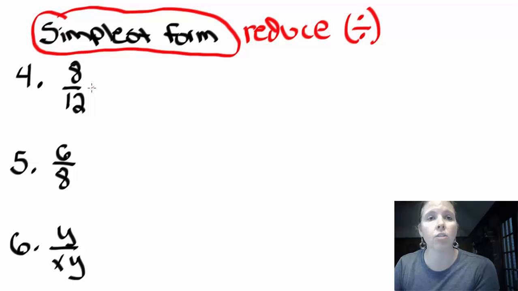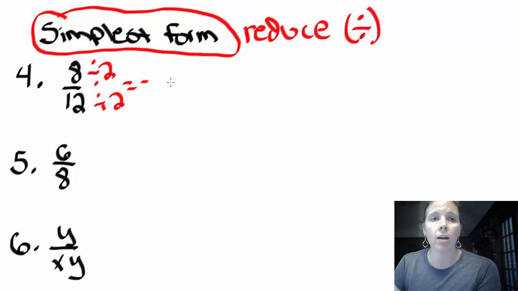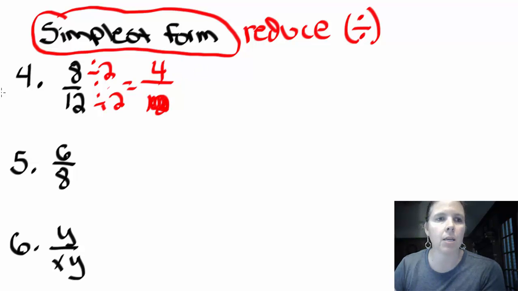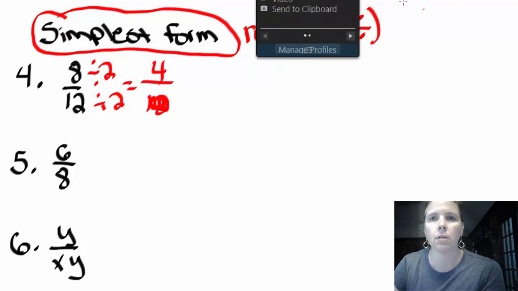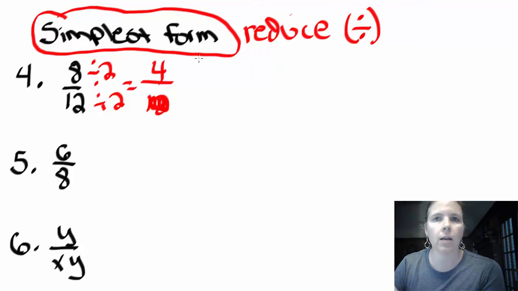So you try to find the greatest common factor of 8 and 12. You don't have to. You can just pick a number that goes into both. So for example, you could say, okay, they're both even. I know 2 is going to go into both of these. So I'm going to divide both by 2, and I'll get, oh, I'm sorry, not 4/12. 4/6. Let me erase that real quick. It is not that. There we go.